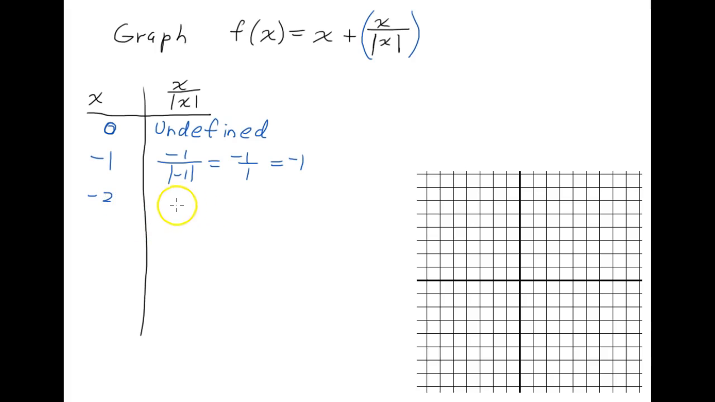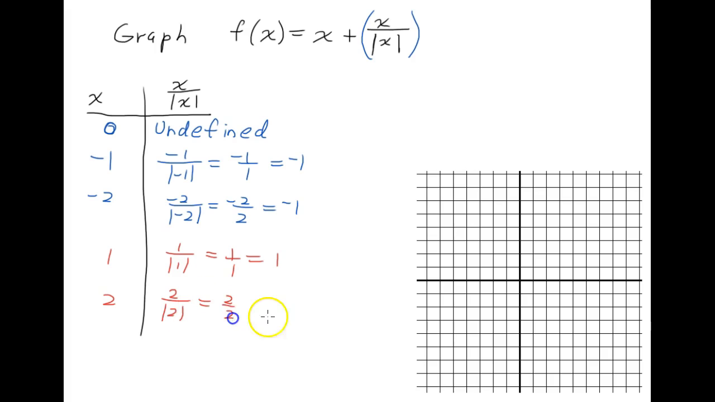I'll give one more example. If you plug in negative 2, you have negative 2 over the absolute value of negative 2, which equals negative 2 over positive 2 equals negative 1. On the other hand, if we plug in a positive number, positive 1, 1 over the absolute value of 1, well, that's just 1 over 1, which is 1. Again, with 2, 2 over the absolute value of 2 equals 2 over 2 equals 1. So this part will be either negative 1 or positive 1, depending on what x is.